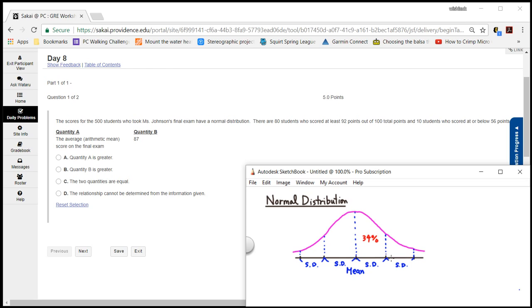And in the second standard deviation above the mean, there's 14%. And above two standard deviations above the mean, there's 2%. Right? And this is symmetric, so there's going to be 34% here, and 14% there, and 2% there.